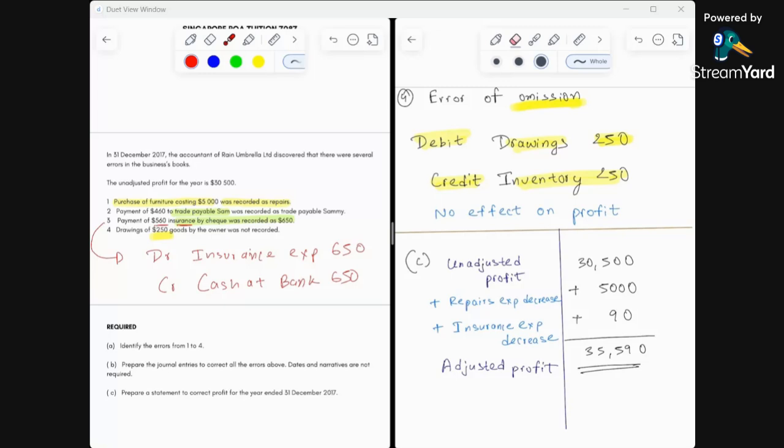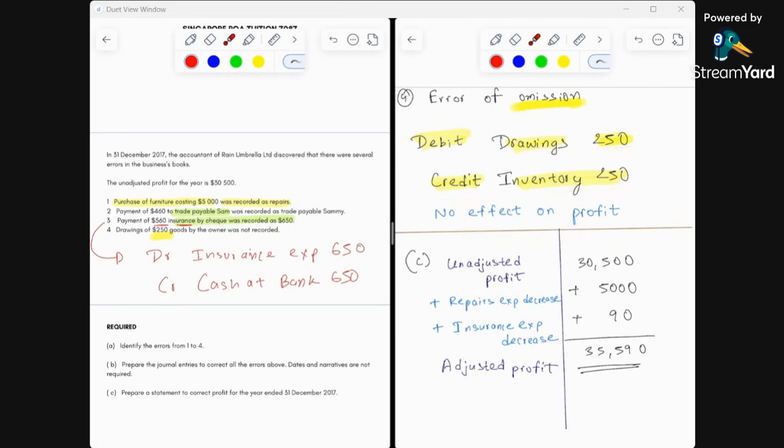So the correct entry, which is what we will be recording in the books, is to debit the drawings account by 250 and to credit the inventory account by 250. And when we do that, we understand that our capital available for investment in the business is going down, and at the same time, our current assets are going down by $250. Again, in this case, we have no effect on profit because, as you understand, we have the owner's capital and the asset accounts involved. Okay? And profit, as we know, is calculated as the difference between revenues earned and expenses incurred.